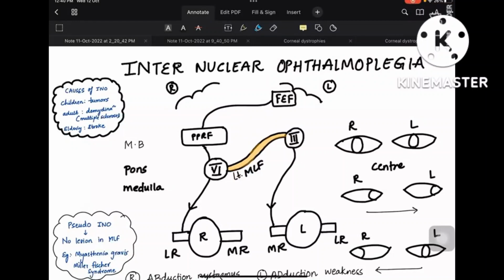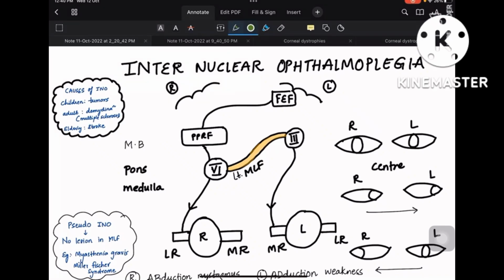Hey guys, in this video I'll explain internuclear ophthalmoplegia. INO is the most confusing topic from ophthalmology. We usually tend to confuse which sided adduction weakness is there, which sided abduction nystagmus is there, and what is actually INO, which structure is involved. So they ask you questions related to these confined zones of this topic. So let's get started now.